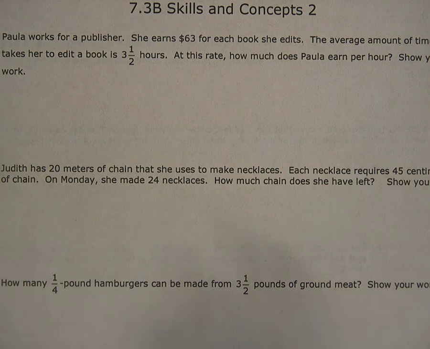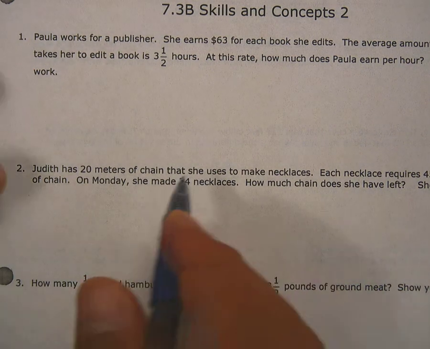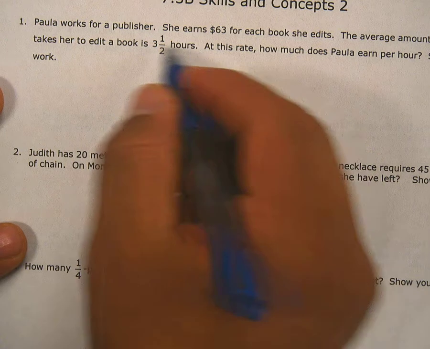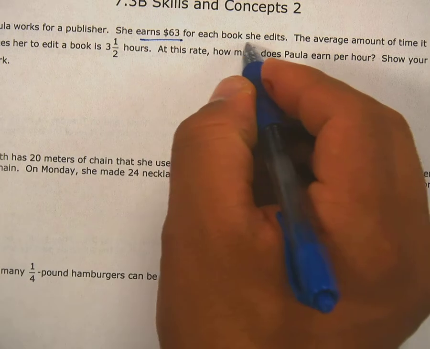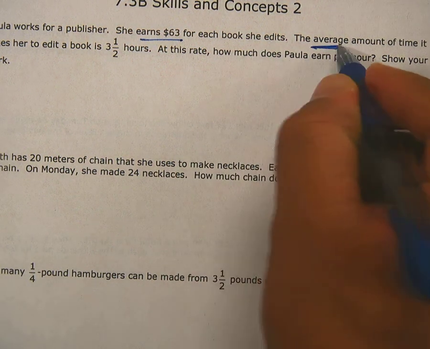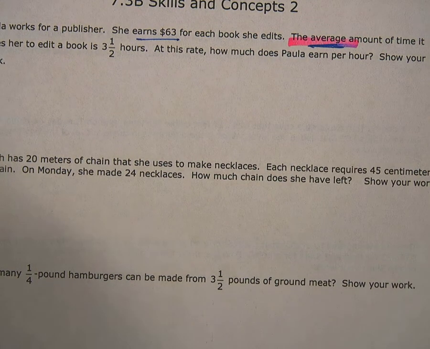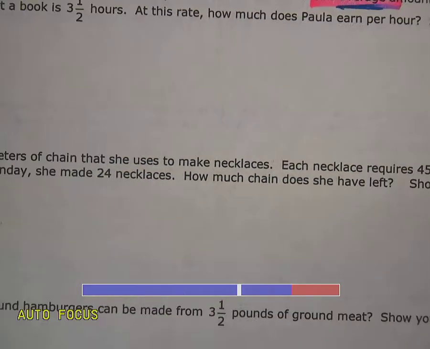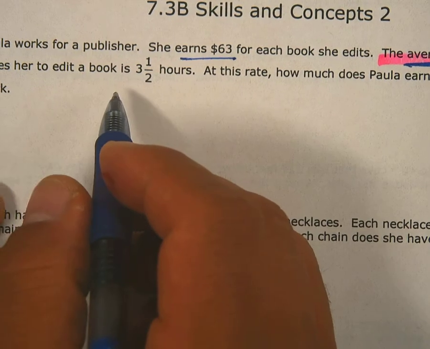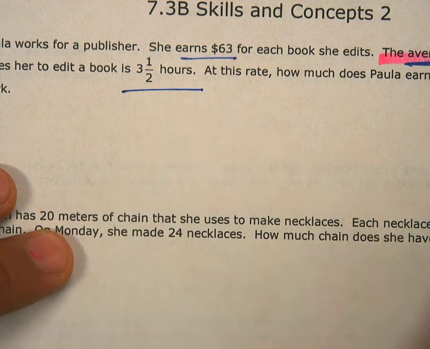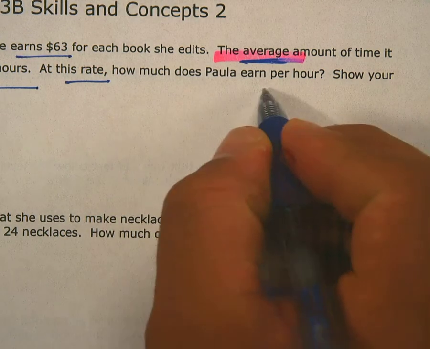All right, so I'm gonna help you out with the homework assignment because it is kind of difficult. So I'm gonna look at the first one there. It says Paula works for a publisher. She earns $63 for each book she edits. The average. This word is key. Okay, so I'm gonna highlight that word. The average amount of time it takes her to edit a book is 3.5 hours. At this rate, how much does Paula earn per hour?